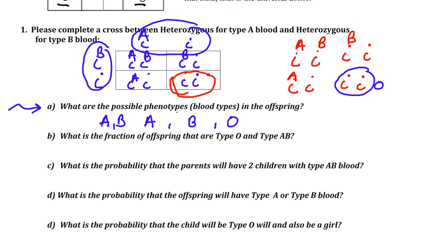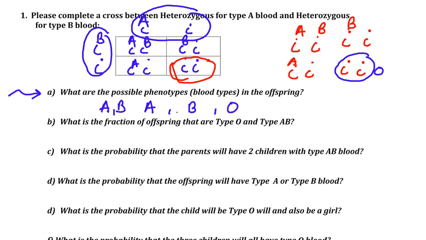Now, let's get to some probability questions, and that's what this is really about besides codominance. What is the fraction of offspring that are O and type A? Well, the fraction would be out of the total choices. As you can see, there are 4 possible genotypes, and phenotypes in this case. So what is the fraction that are type O? Well, we have 1/4.